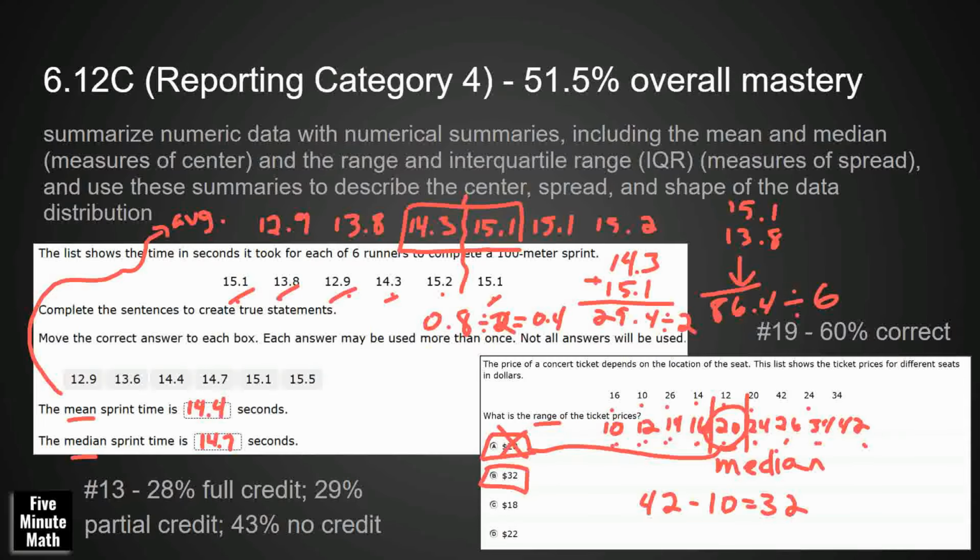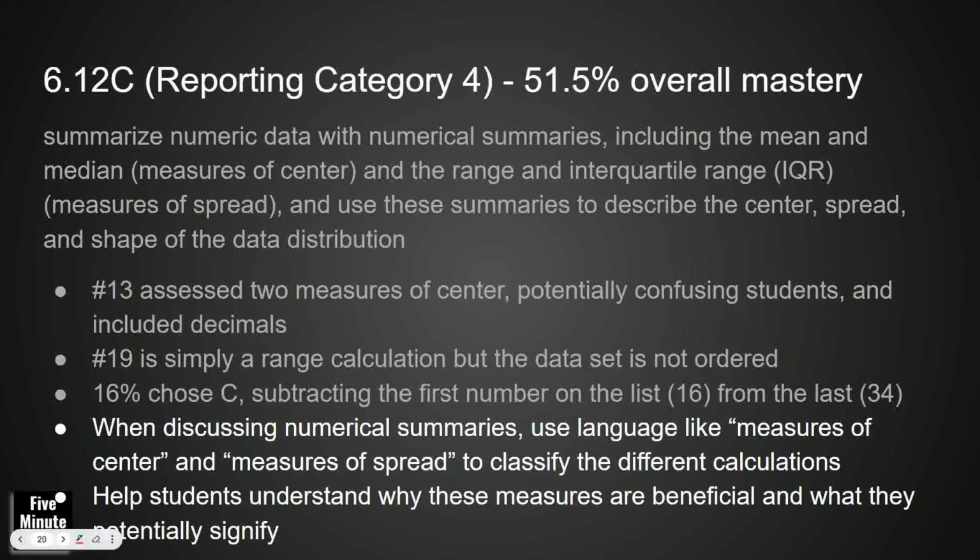60% of our students were able to get that. The challenge was number 13. And so there are two different measures of center that included decimals, and obviously the mean takes a lot of calculation. And so that is one in which we need to be able to provide our students lots of opportunity. And when we're finding the median and we have an even number of data, and we need to find the average of those two middle numbers, don't say average, say mean. So they get the practice of that.